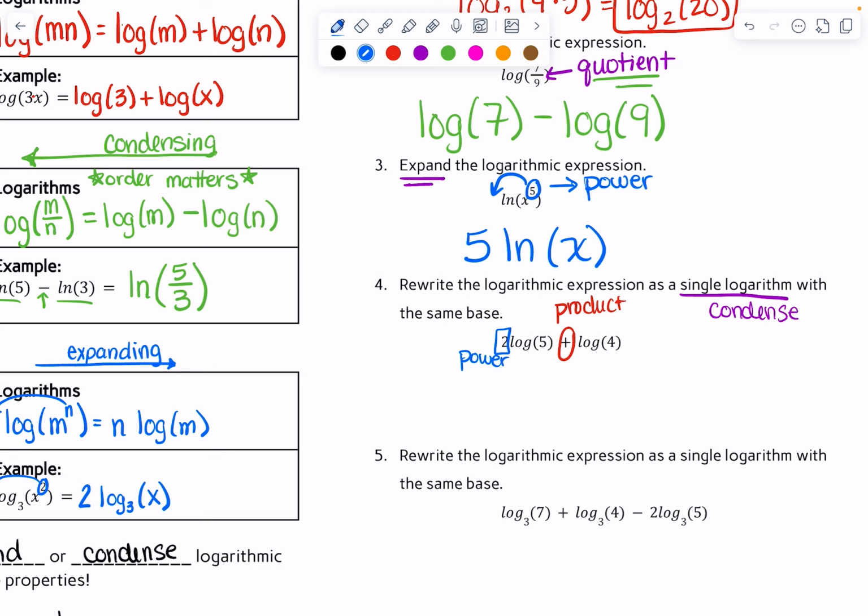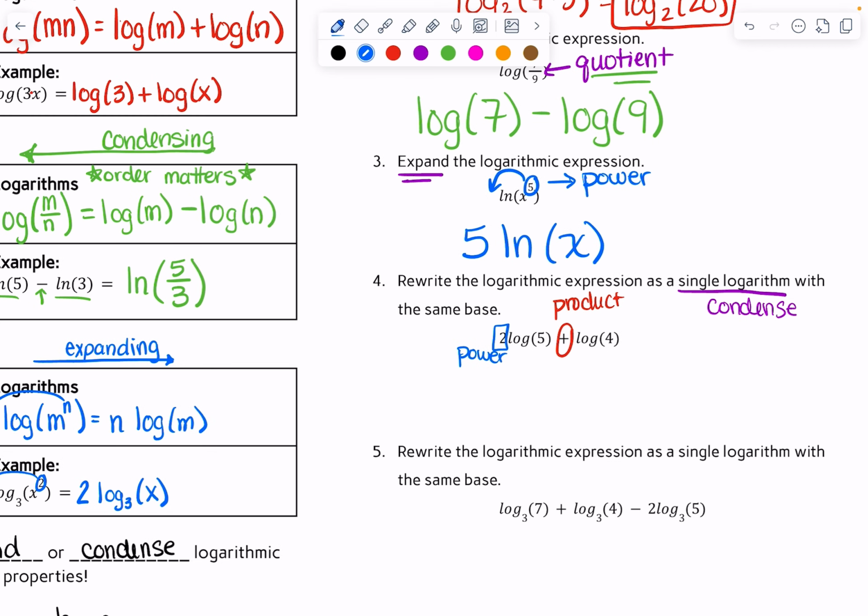So what I'm going to do first is use my power property to put that exponent back inside. That would give me the log of 5 squared. And then I still have my plus the log of 4 here. I haven't done anything with that yet. And I'm going to actually multiply out, or simplify, evaluate that 5 squared. So that's going to be the log of 25 plus the log of 4.